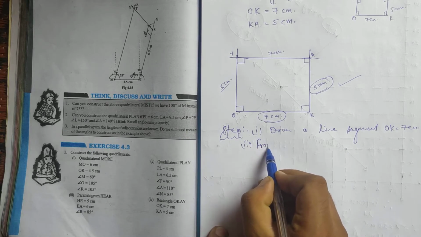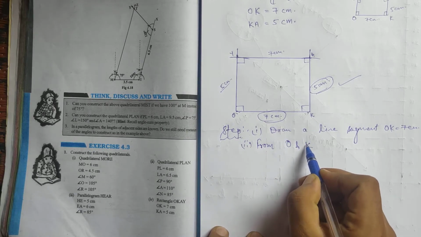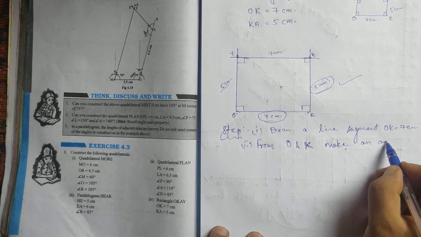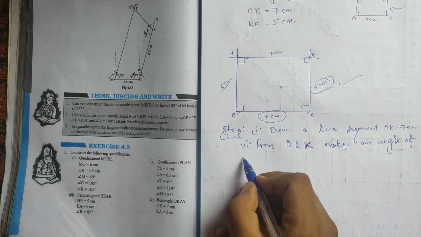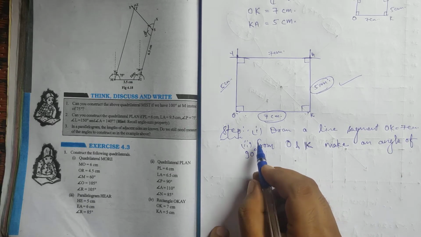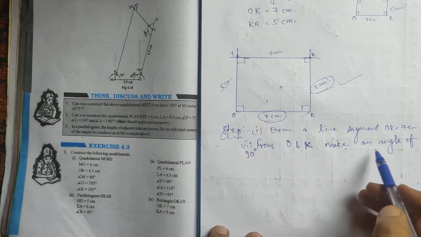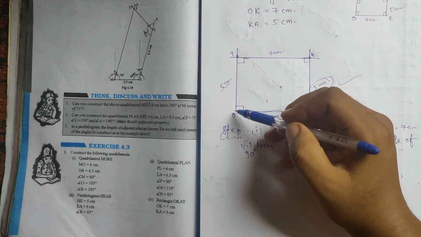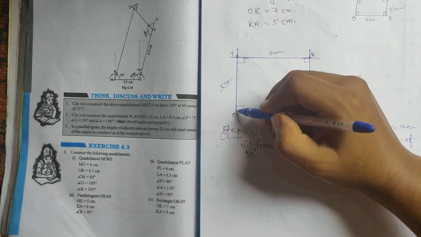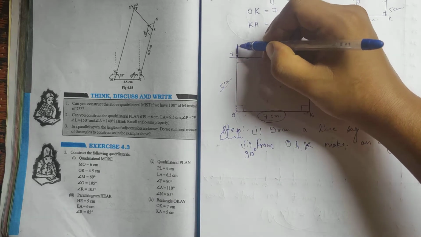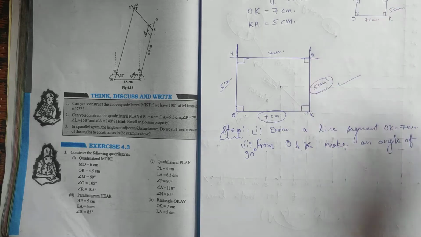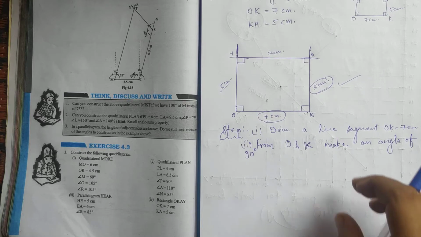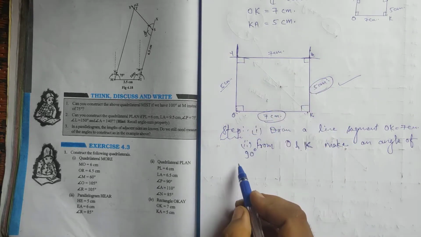make an angle of 90 degrees. Okay, so from points O and K, make an angle of 90 degrees. We made a 90 degree angle from these 2 points, and we took this line longer than 5 centimeter, because we have to take a measurement of an arc of 5 centimeter there. That's why we took more than 5 centimeter.